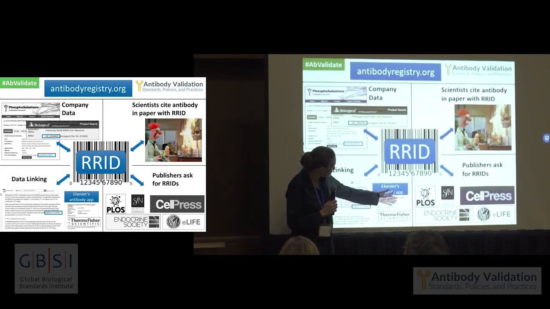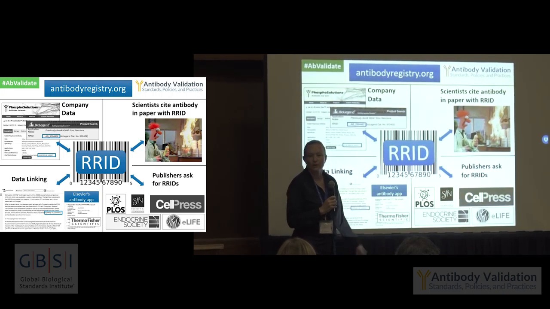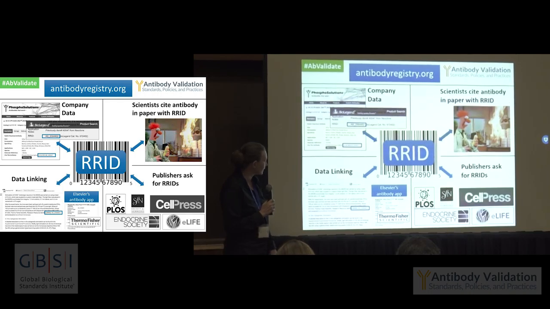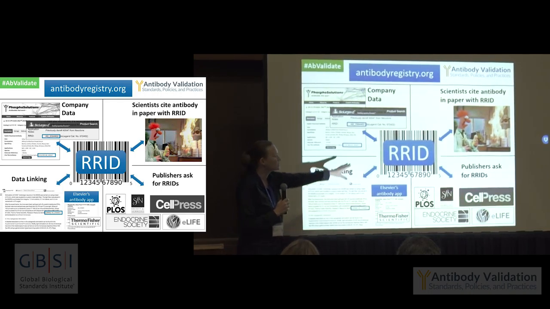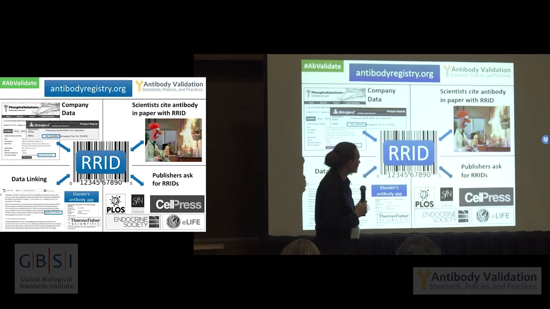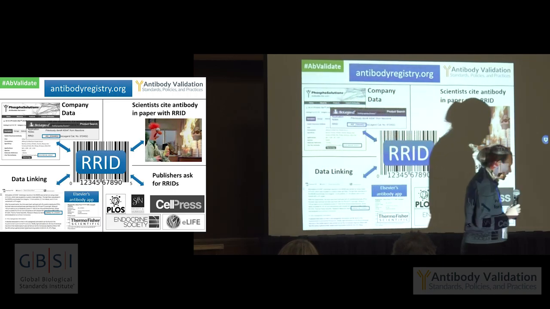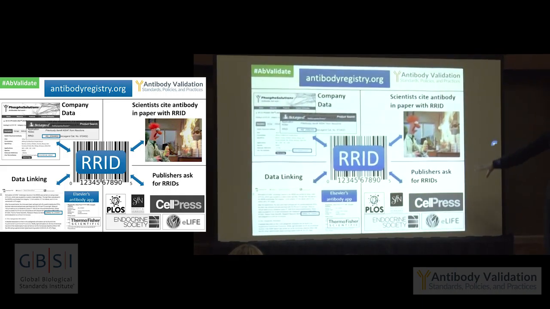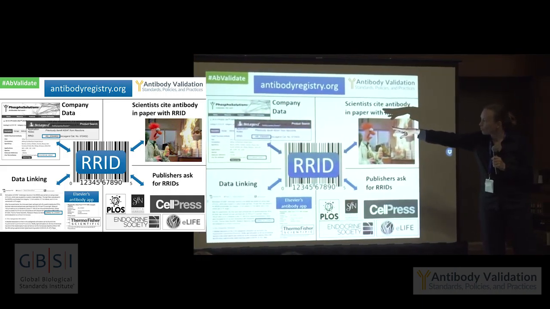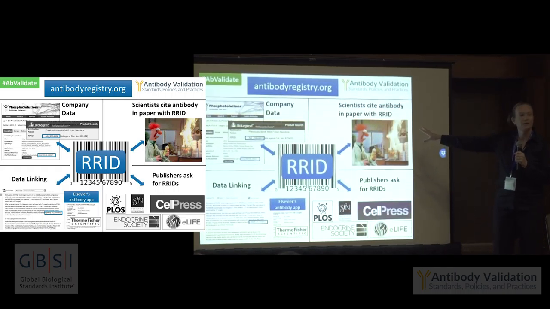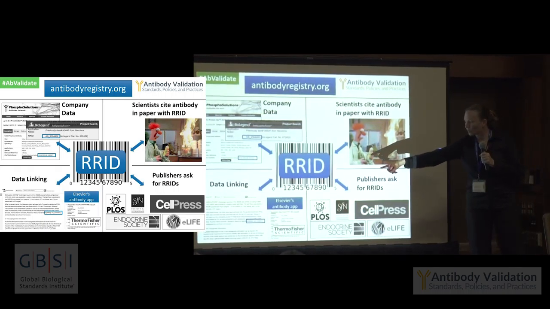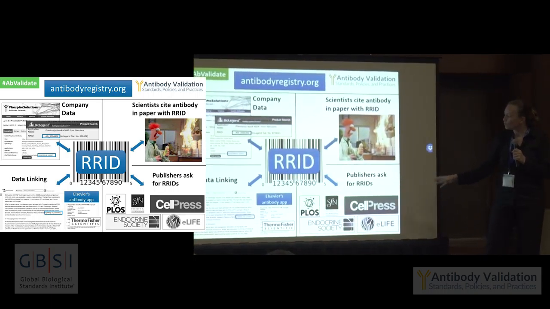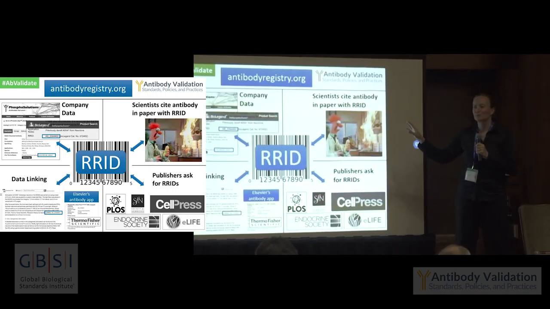What happens then is that the reader can go on to the vendor site, or back to our site, depending on where those links are. So basically, this is what we do. It's like a DOI, digital object identifier, but it's for antibodies. And the whole thing will work much better if more journals, more vendors, and more scientists get to use it, because we're building lots of tools to help support this ecosystem. But it will only work if lots and lots of people join.